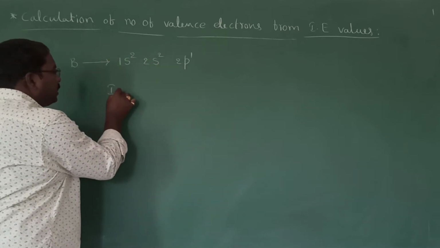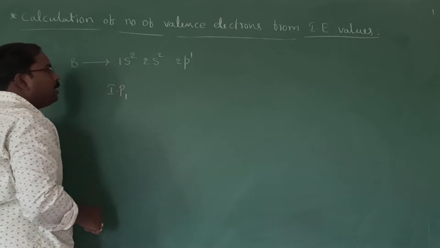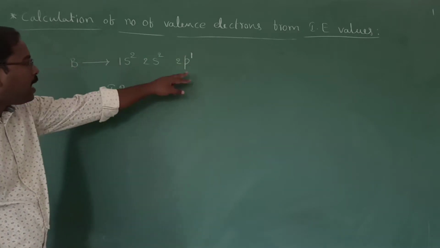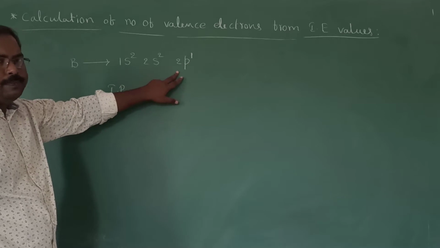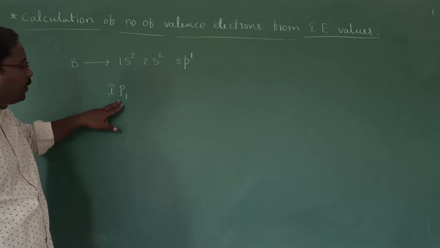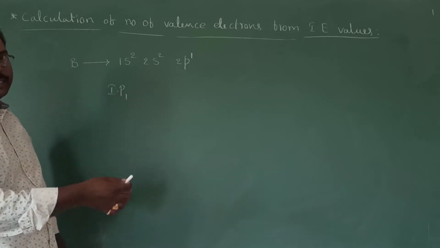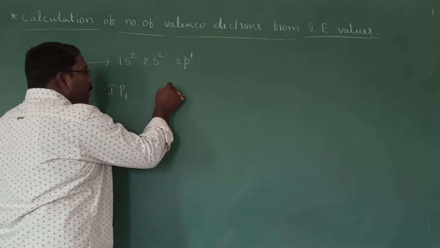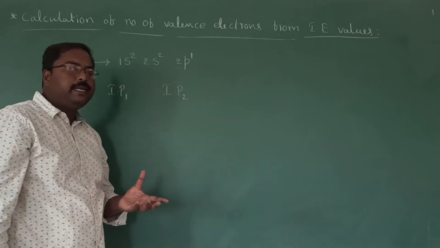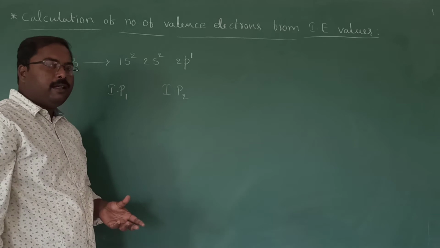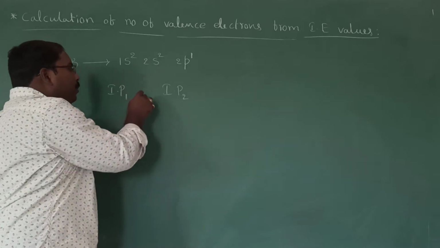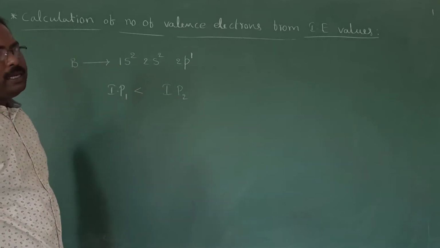Now, the first ionization energy of boron is the amount of energy required to remove the last electron, which is present in the p orbital. That is known as the first ionization energy or ionization potential. Now compare it with the second ionization energy. In any element, to remove one more electron definitely requires more energy. That is a well-known fact.